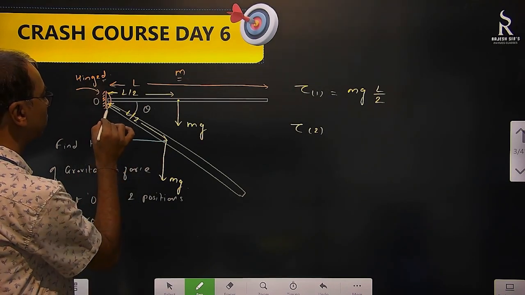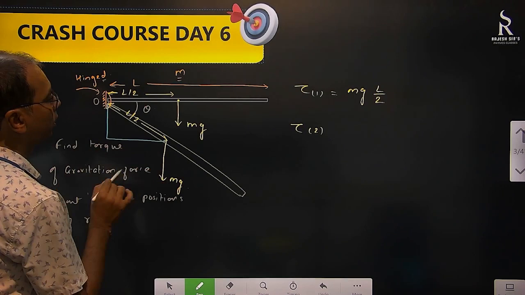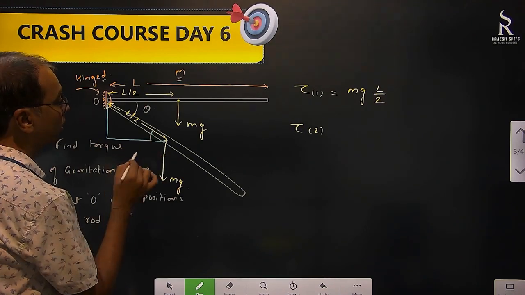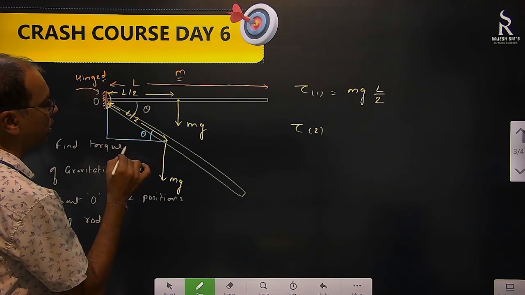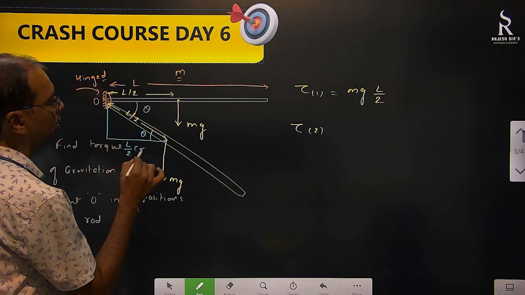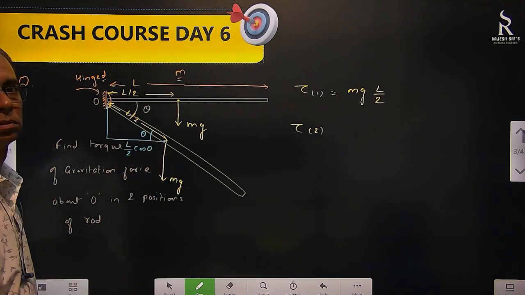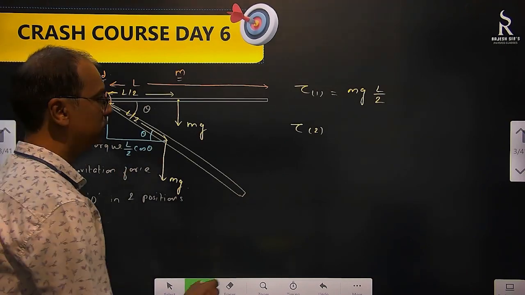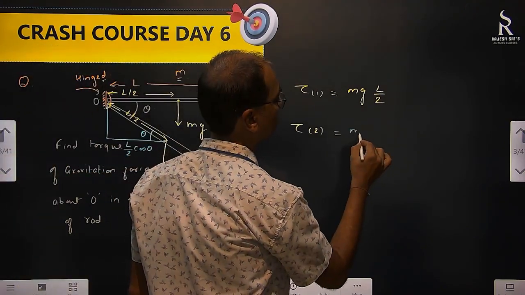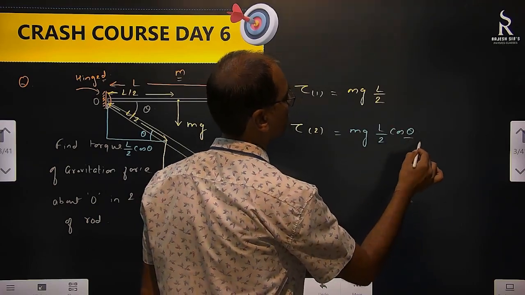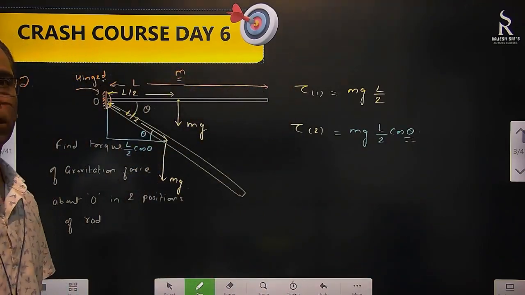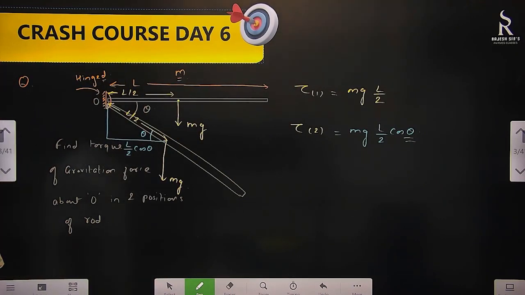Let's make this triangle. This is L by 2, I know. So do we know this angle? Yes, this is only theta. This is also theta. So what is this? This is L by 2 cos theta. That's all. So what is the answer? mg L by 2 cos theta. Finished. Okay. Clear? Okay.